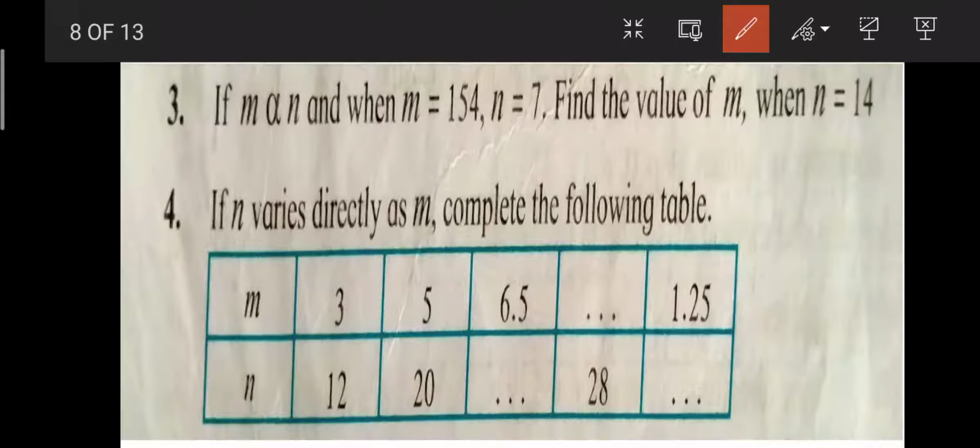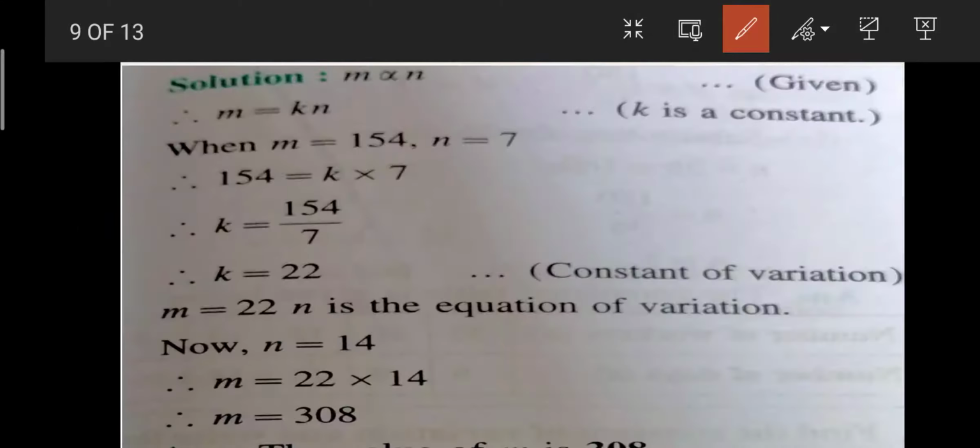The question is, if m is directly proportional to n, where m is 150 and n is 7, find the value of m when n is 180. So again we will take our same formula. Here it is given to us that m is directly proportional to n. So here we will get a constant, because k is our constant. Now when the value of m is 150 and n is 7, according to the formula what will we get?